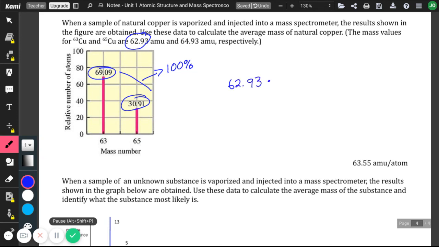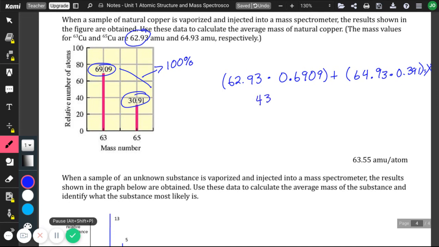So I have 62.93 times my percent abundance, which they told me was 69.09. Again, we shouldn't be working with those percentages, so I should have 0.6909. That plus the next one. So our AMU is 64.93 times your percent abundance, which was 0.391. And then that will give me my average atomic mass, the average mass of this copper. So we plug that into our calculator. We're going to end up with, for this one, 43.48 plus 20.07 equals X. Add those together, we're going to get 63.55 AMU. And there would be your answer right here.